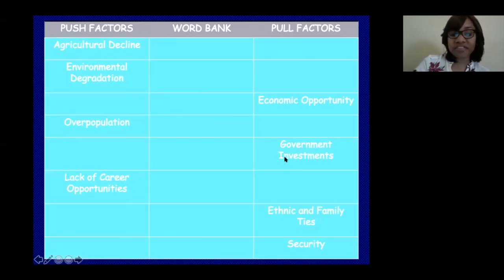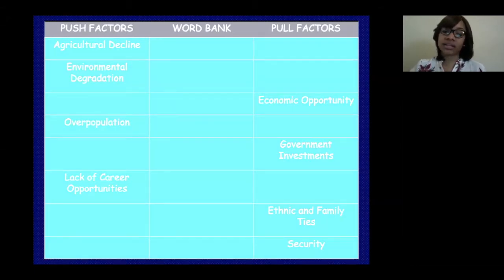Next one, we have government investments. The government investment is actually a pull factor. Okay, that's actually a pull factor. Now you're seeing the government taking care of the people. They're providing more services. They're providing more social amenities such as education and healthcare.